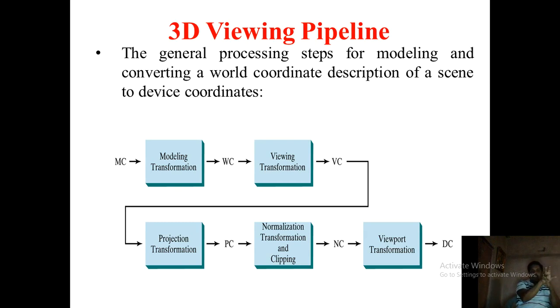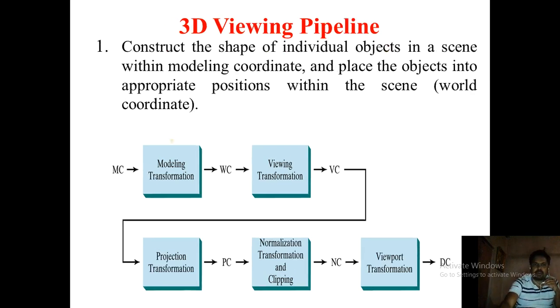Then we apply the modeling transformation. After applying the modeling transformation, they will come to world coordinates. Means afterwards they will start referring to only one origin. With respect to that origin, all those objects have to be aligned, right? This is what happens. We will see it one by one.